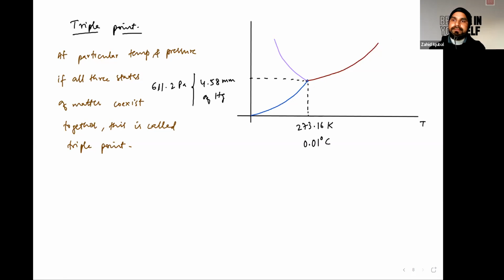Next, there is one more term which is called regelation. Suppose you will be asked how a skateman will be able to slide on the surface of ice. So let me explain. Suppose this is a skateboard placed on the surface of ice.